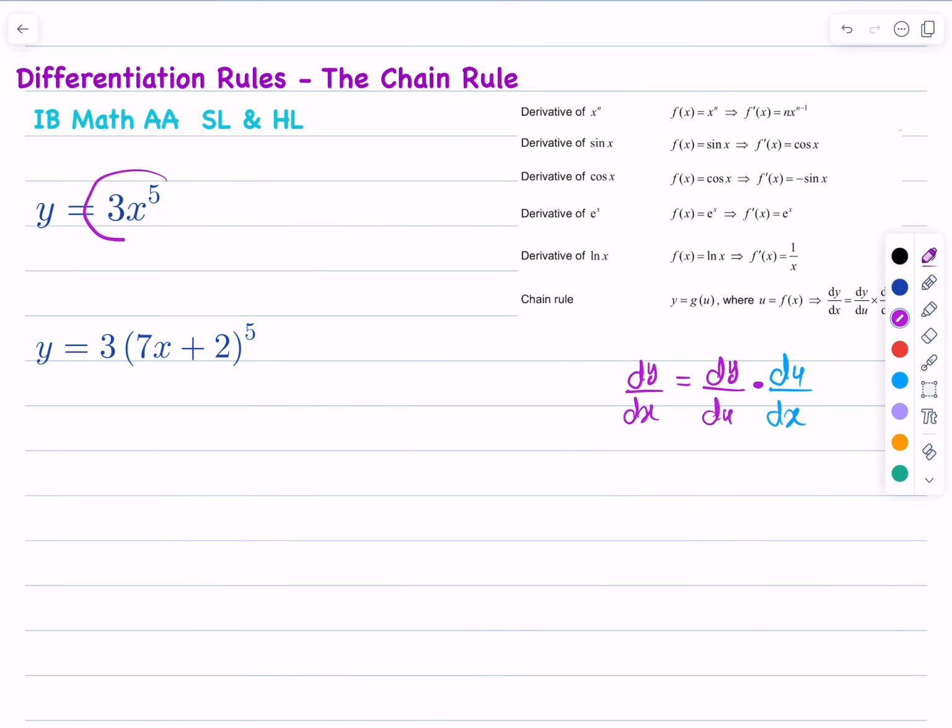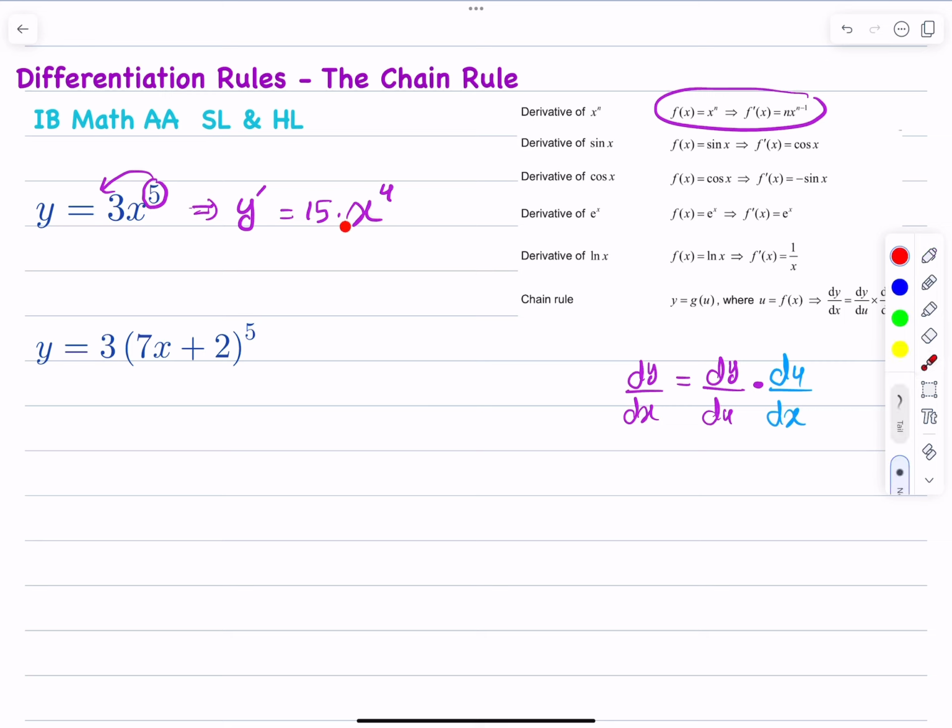Here, the first one is simple and it doesn't need the chain rule, so we can differentiate it based on this rule. First, we'll put the 5 down and multiply it by 3, which is 15, and we'll decrease the power of 5 by 1, which is 4. So this is the derivative. And if you would like to know more about how to differentiate powers of x, you can check the video that appears top right on the basics of differentiation.